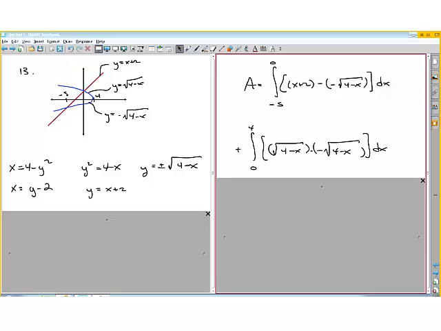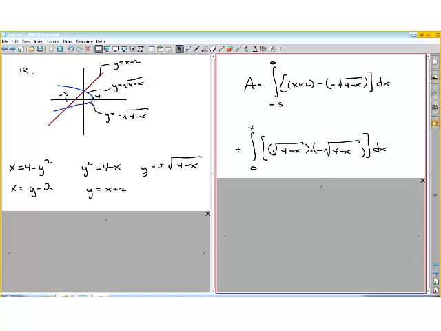Well, you would go from x equals negative 5 here to x equals 0. That's the point where you change the situation. So we integrate from negative 5 to 0. The upper curve is y equals x plus 2. The lower curve is this curve, which is negative the square root of 4 minus x. So that's the area right here.